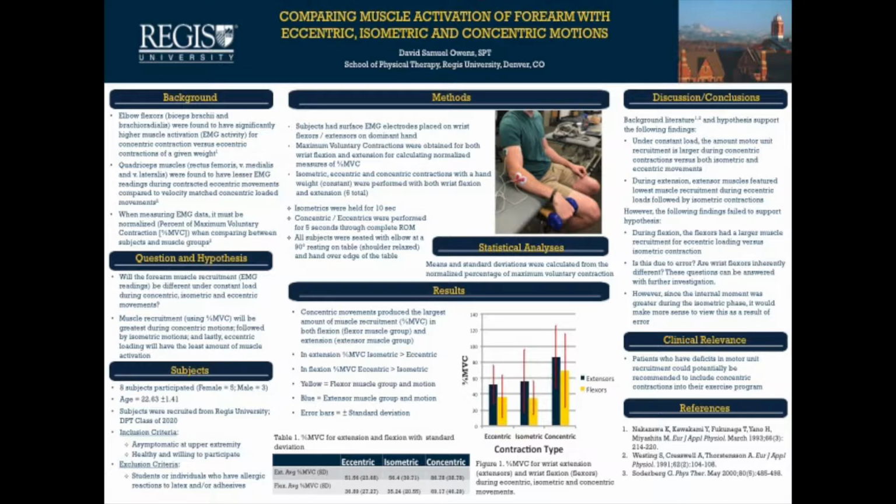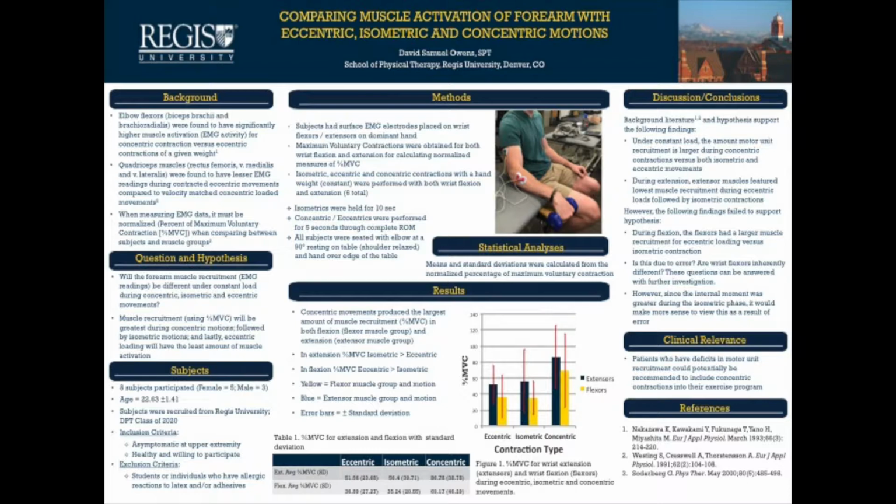Another consideration must be attributed to how the data is acquired. Specifically, Soderberg recommended to utilize a normalized set of EMG readings, such as the percent of maximum voluntary contraction, or percent MVC, when measuring between subjects or between muscle groups. This study aims to confirm these findings with the forearm musculature.